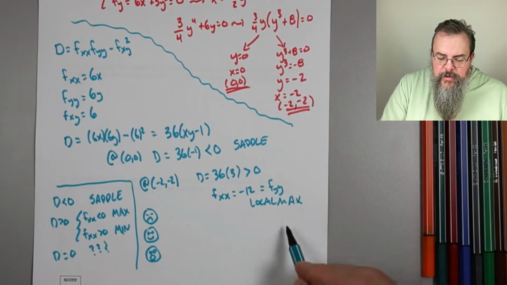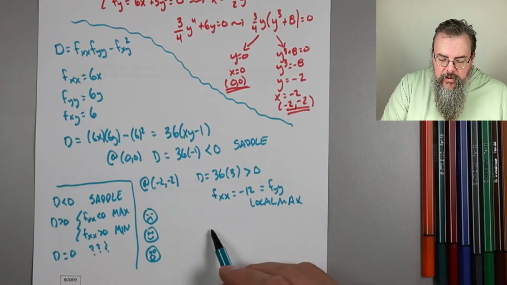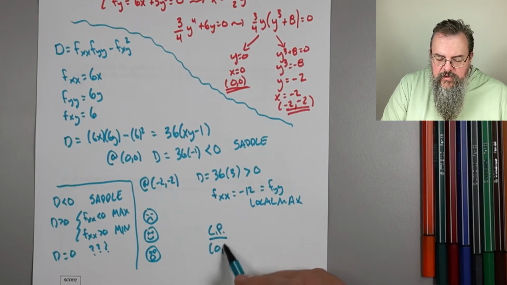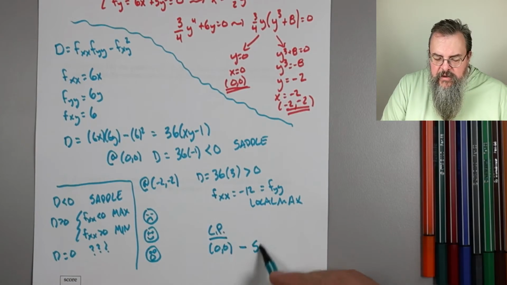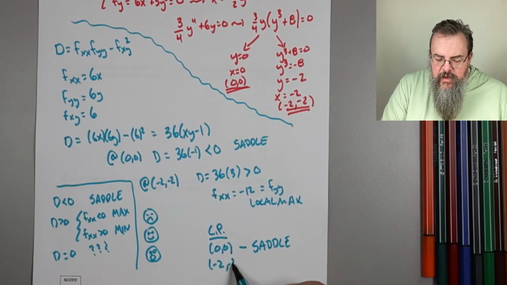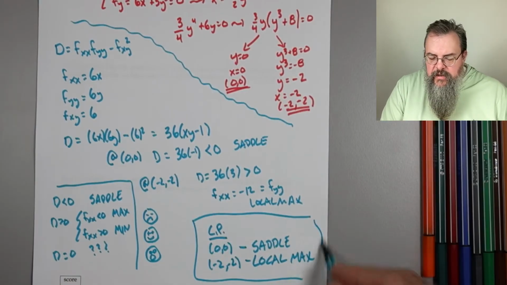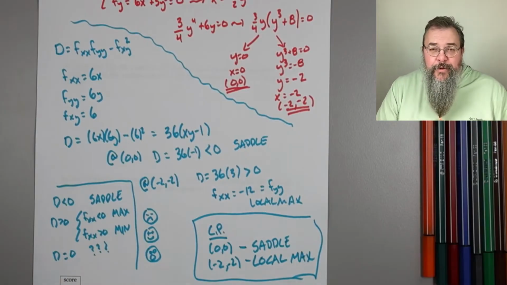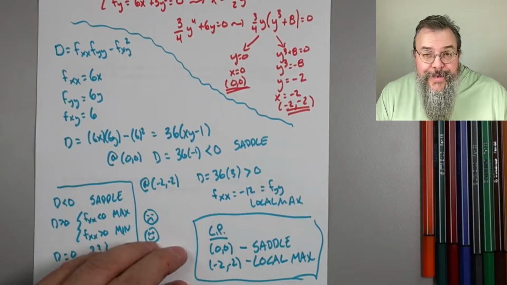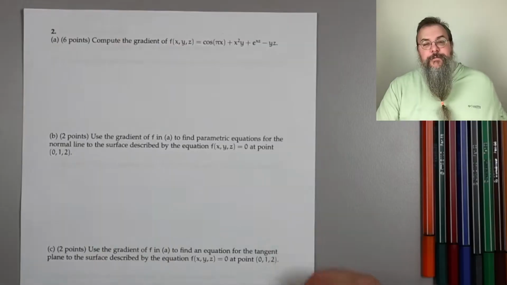And now we'll just summarize. So our critical points, we have 0, 0 is a saddle, and negative 2, negative 2 is a local max. And we'll box it so the grader can easily find it, give us all the points that we want, all the points that we deserve. On to number 2.